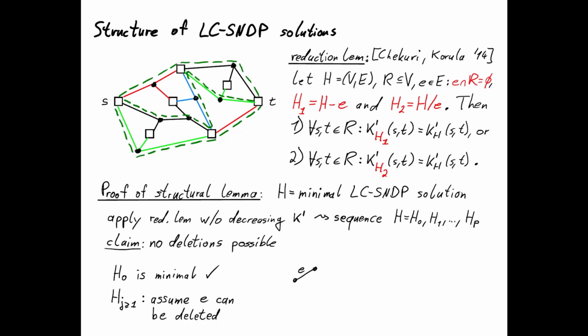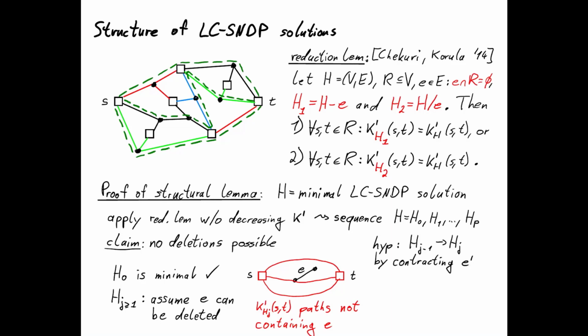All right, and what about subsequent steps? Well, let's just assume that there is this edge that I can delete without decreasing the element connectivity. So that means between any terminal pair, I can fix a bunch of paths that do not contain the edge e, because otherwise deleting the edge e would decrease the connectivity.